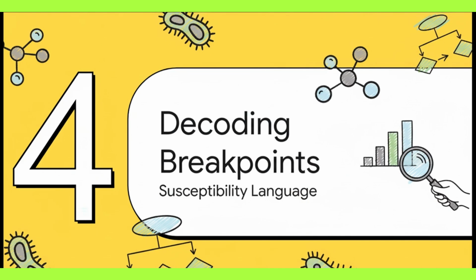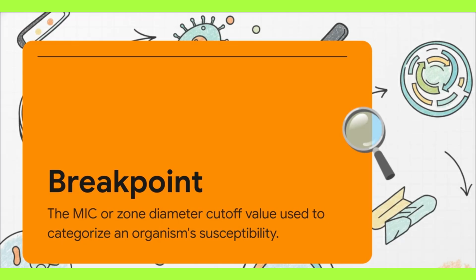To really get it, we have to decode the language of susceptibility. And that means understanding two key concepts, breakpoints and interpretive categories. First up, the breakpoint. You can think of this as a line in the sand. It's a specific value, either a concentration of the drug, which we call the MIC, or a zone of inhibition size that separates one category from another. If your test result falls on one side of that line, the organism is susceptible. If it's on the other, it might be resistant.